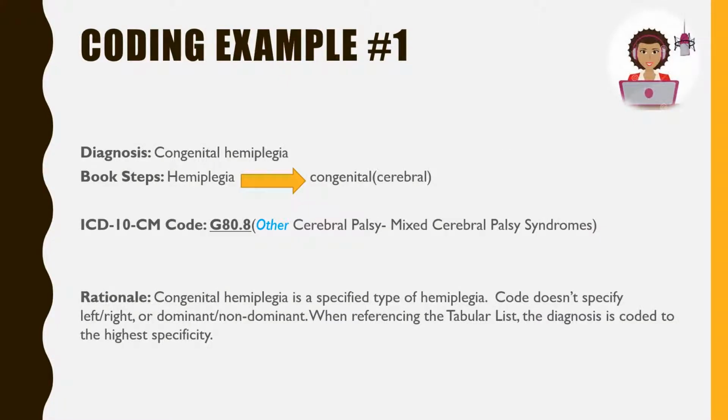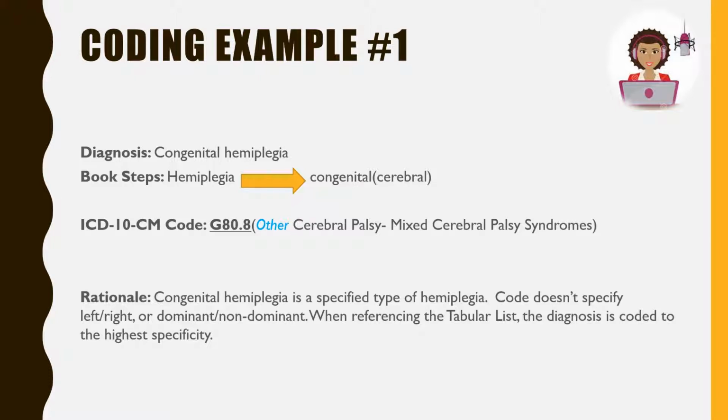So in our first coding example, the patient is diagnosed with congenital hemiplegia. If we follow our book steps, we're going to go to our main term located in the index, which is hemiplegia, and congenital. So again, hemiplegia is the main term and congenital describes the type of hemiplegia. Our ICD-10-CM code should be G80.8, which represents other cerebral palsy or mixed cerebral palsy syndromes.